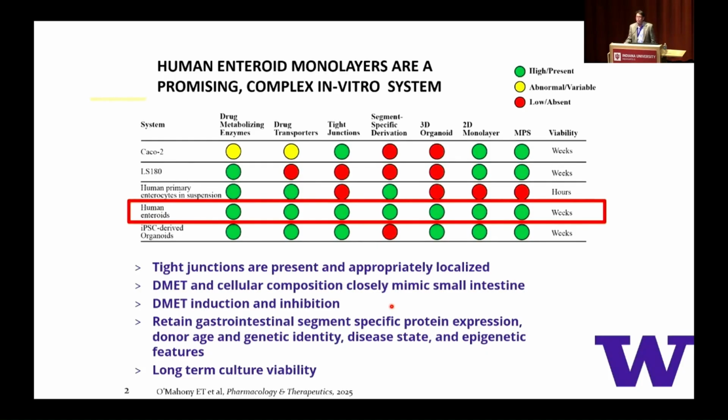In Transwell systems, they will form tight junctions, they will have transport function, they will also have things like the P450s, and you can derive them from different sections of the intestine, so you can recapitulate the zonal expression that you see in the small intestine.